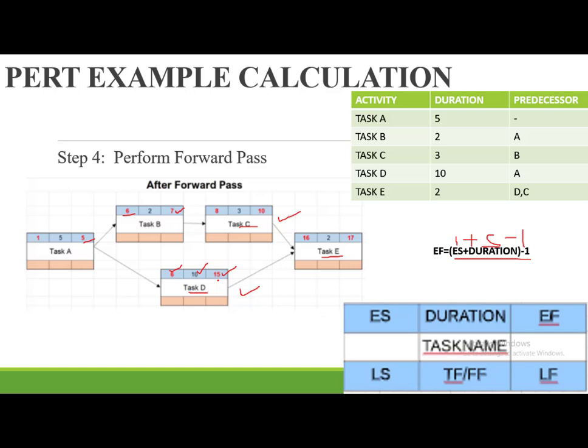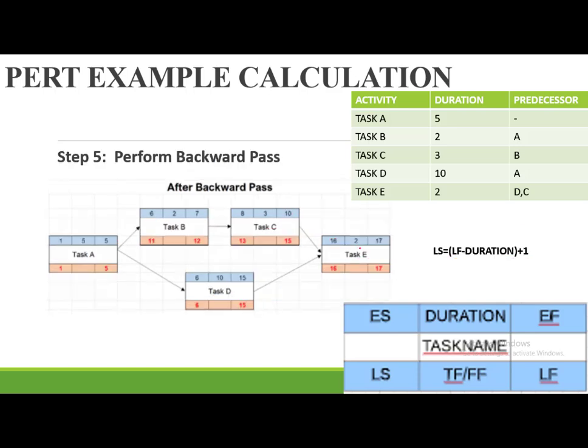Now the task with the highest early finish is the one that determines the early start of the successor activity. For instance, if task D ends on day 15, so this one is what is going to determine the commencement of task E, because even if task C ends on 10th, it has to wait until task D is completed, which in this given case is on day 15. So task D ends on day 15th, task E begins on day 16th, takes 2 days, and is completed on day 17th. That's how you perform the forward pass.